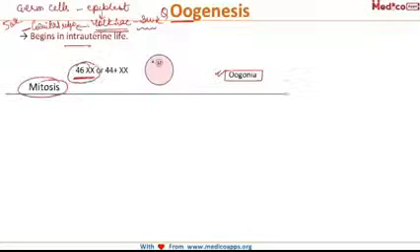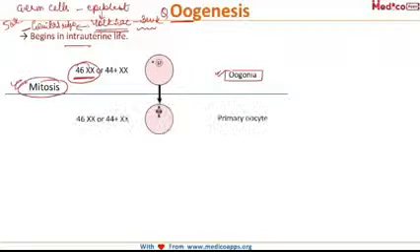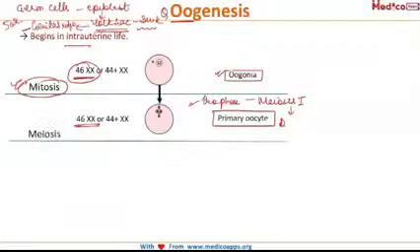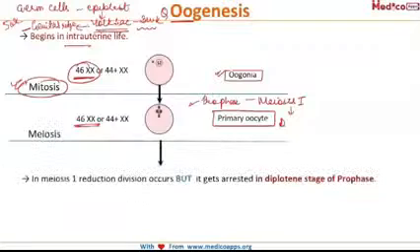Now most of the germ cells continue the rapid mitotic division, but a few of them enter the prophase of the first meiotic division, and now they are called primary oocytes. Even these are diploid cells, and they are 46XX. Now here in the prophase of the first meiotic division, they get arrested in the diplotene stage. In the diplotene stage of the prophase they get arrested, and they remain in this stage till ovulation.